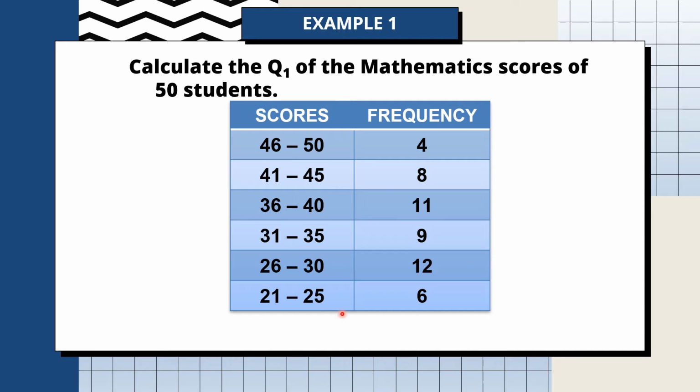So, ibig sabihin nito, 21 to 25 yung scores ng 6 na students. And of course, 12 ang nakakuha ng scores na 26 to 30, 9 naman ang nakakuha ng 31 to 35, and so on. So, ito po yung ibig sabihin ng ating table na ito. So, kailangan isolve natin yung quartile 1.